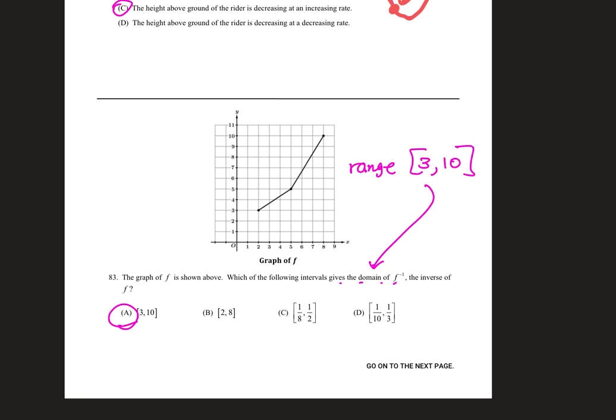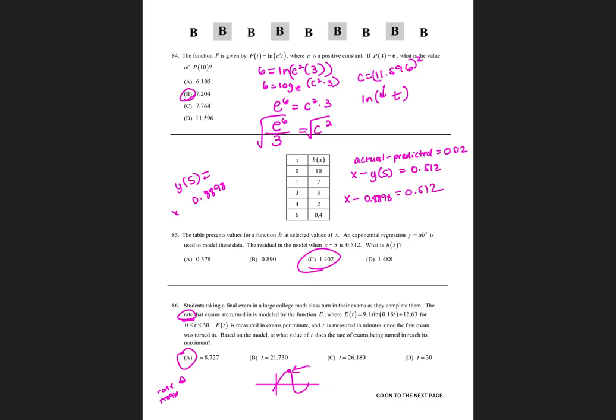All right, questions on 83? You're switching. They gave you the domain, which means you want to get the range from the original graph, because domain becomes range. Okay, 84, 85, 86. 84 and 85.